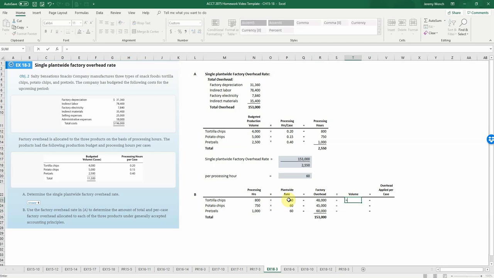Now we divide it by how many total cases, so we divide it by our volume. We already have that set up here. If we take our total cost per product and divide it by our total volume per product, we'll have the total amount of overhead on a per case basis that we're going to allocate.